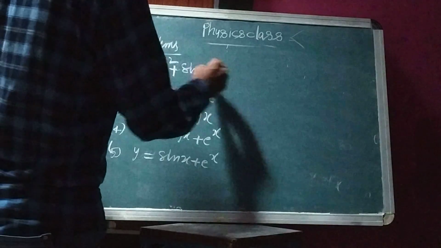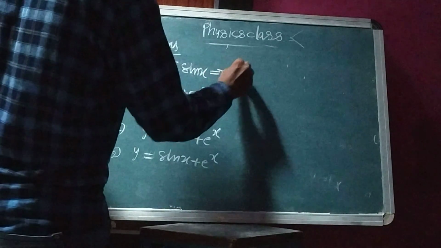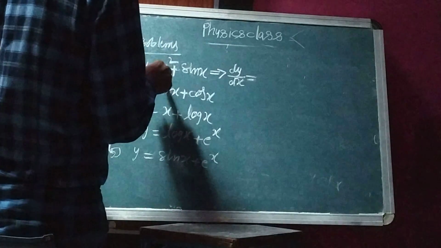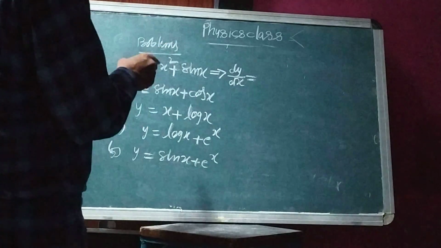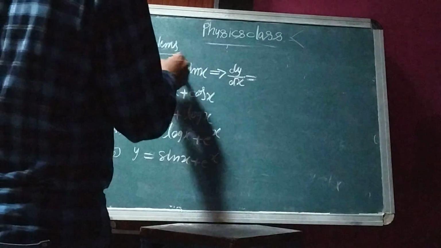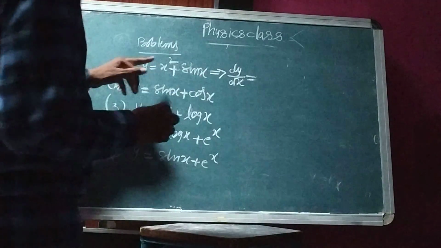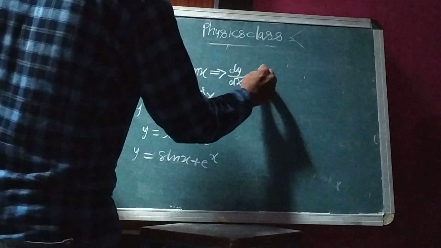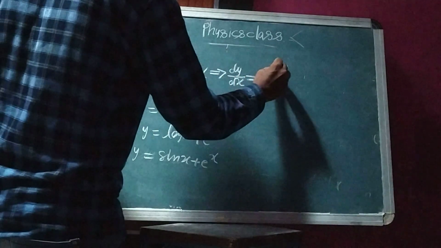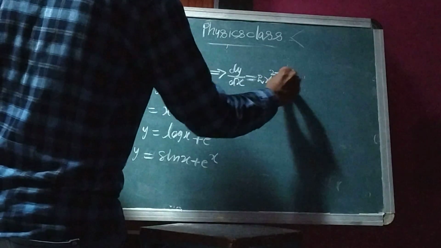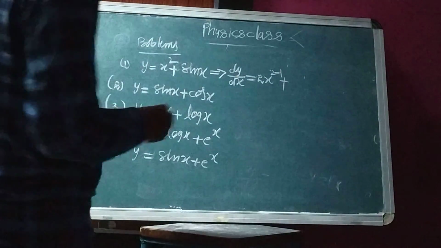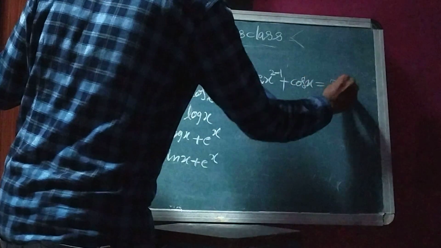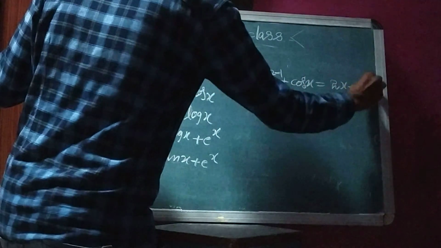So this one is y. We can write dy by dx is equal to d by dx of x square, plus d by dx of sin x. For d by dx of x square, we use the formula d by dx of x power n, which is n into x power n minus 1. And d by dx of sin x is cos x. Then we can write 2x plus cos x.